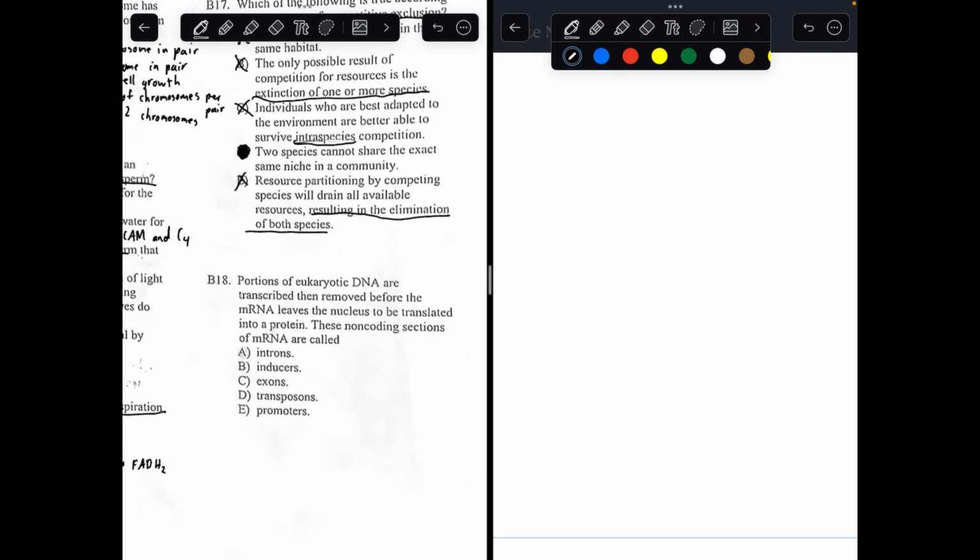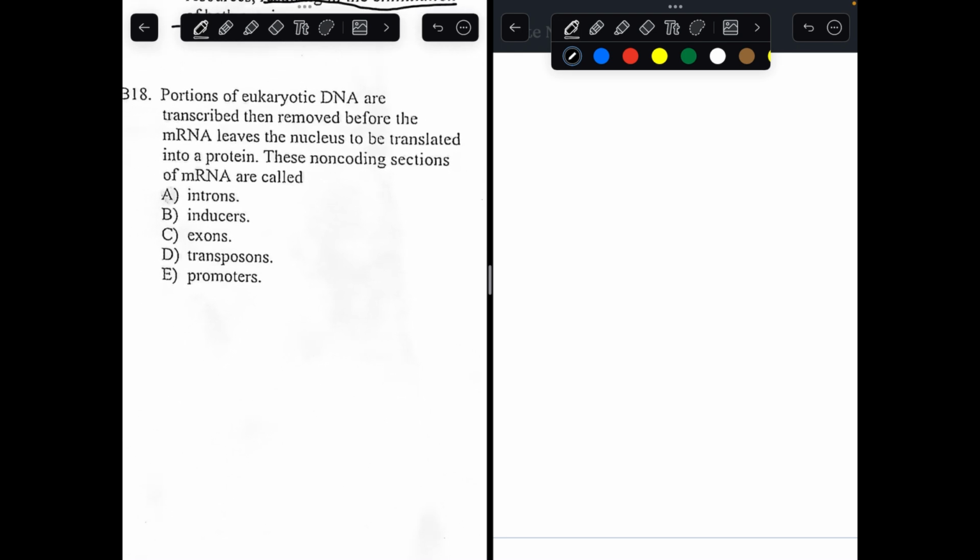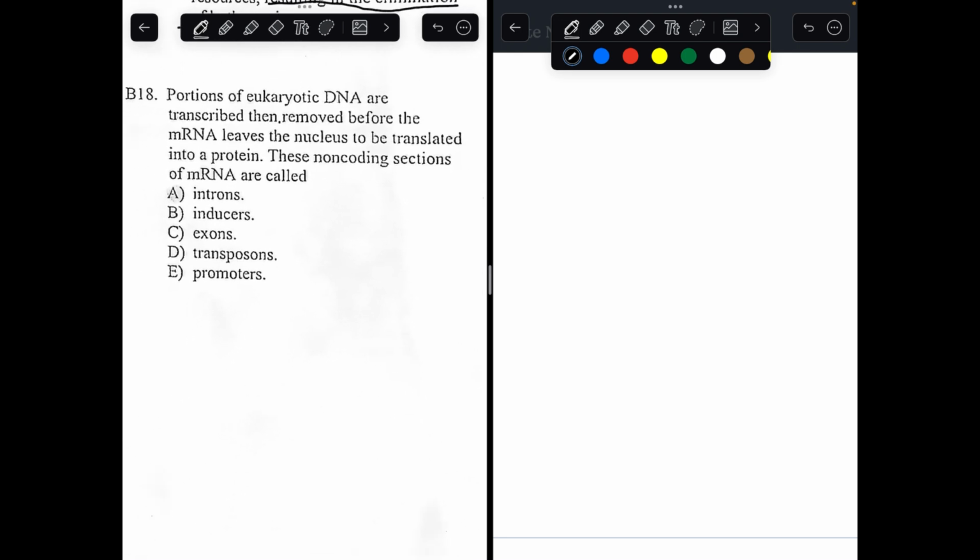Number 18. Portions of eukaryotic DNA are transcribed, then removed before mRNA leaves the nucleus to be translated into a protein. These non-coding sections of mRNA are called what? So we want to know the portions of mRNA that have been spliced out because they don't code for anything. After transcription, if you remember the mRNA strand, there are both coding parts that are actually useful that will code for the protein, and there are non-coding parts.